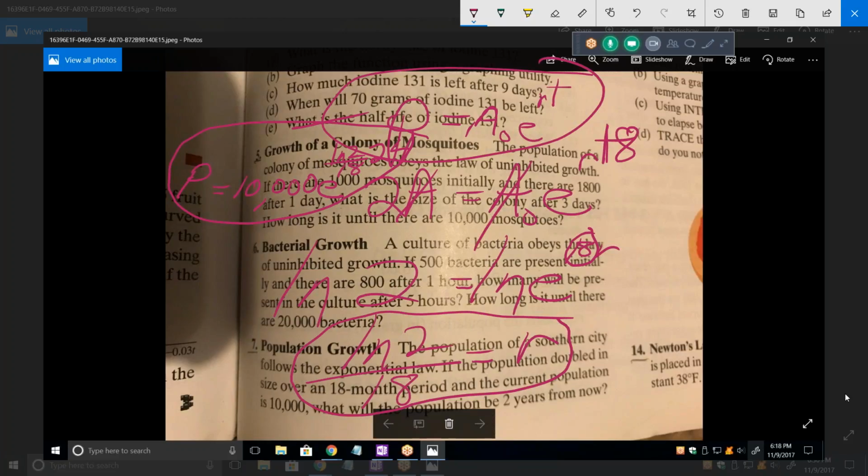It would have been a better question if they'd said, population's 10,000, what was it 2 years ago? Then that would have been a little tricky. You wouldn't have been able to use 10,000 as your a sub 0. You'd have had to use it as p and kind of work backwards.